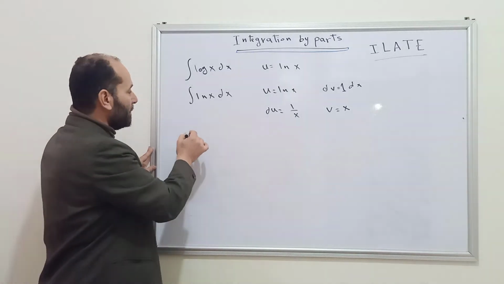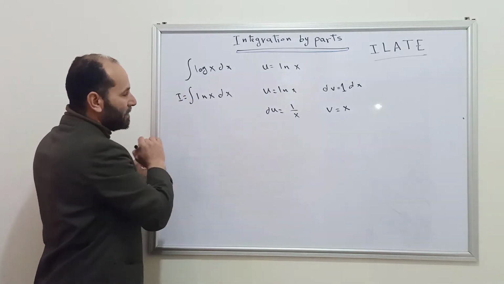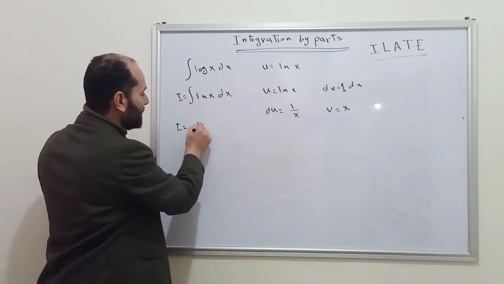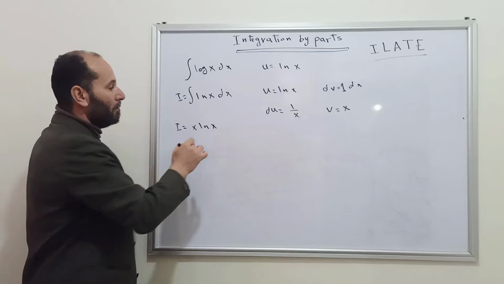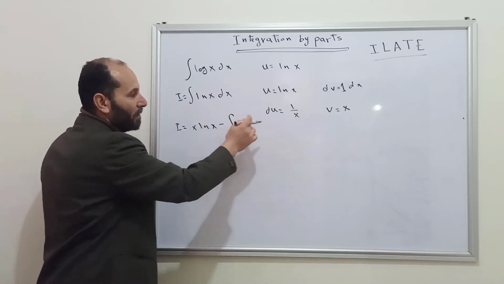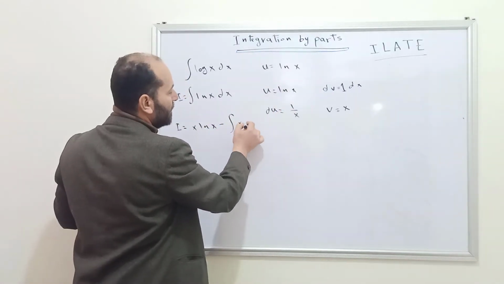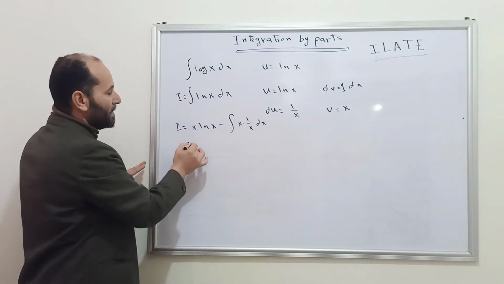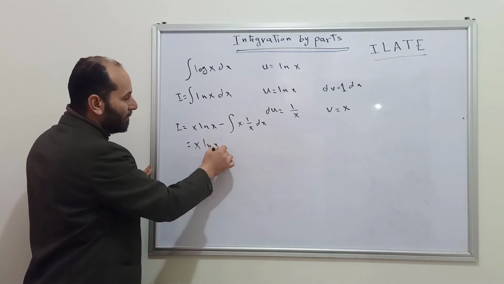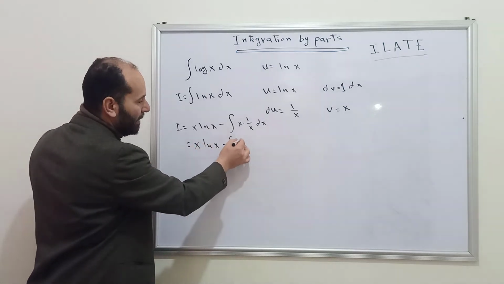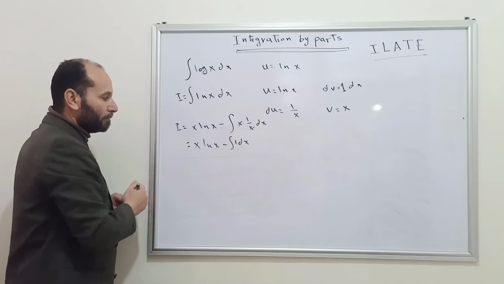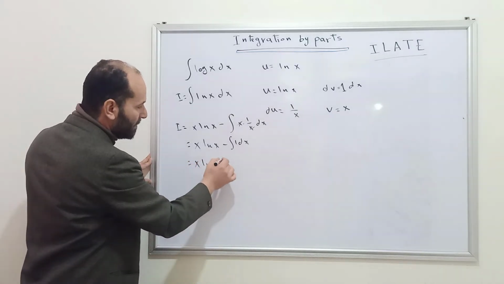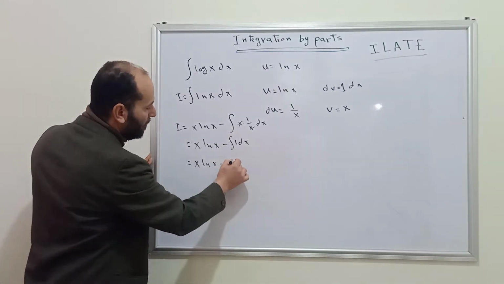We apply the rule: the integral equals uv, x ln x, minus integration v du, x times 1 over x dx. This equals x ln x minus integration 1 dx, which equals x ln x minus x plus c.